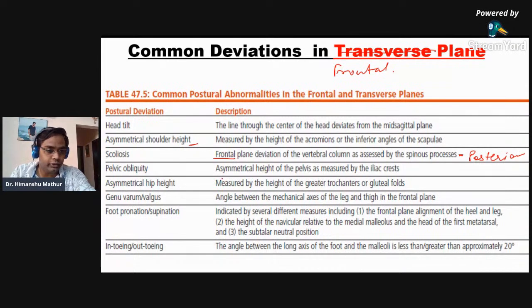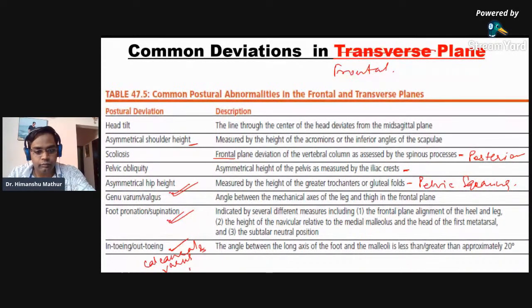Now pelvic obliquity is what you can see posteriorly and anteriorly, both, but it requires a lot of examination before. It's not just an observation thing. Now asymmetrical hip height, as I told you, is known as pelvic squaring rather. You should do pelvic squaring in the frontal plane. This is the method of assessment. Genu valgus, varus, as I told you, foot pronation, supination, toeing in, toeing out, and calcaneal varus and valgus are also what you can see here.